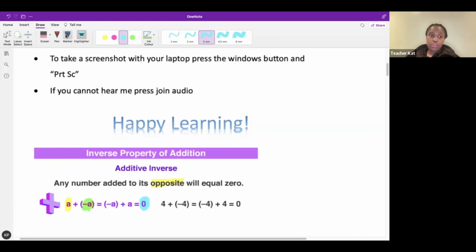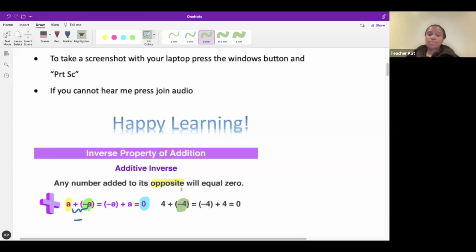Because what happens with this plus minus in the middle here? What does it become? A negative. So it's just going to be a minus a, and they're gone. And then we have an example here, 4 plus a negative 4. These are opposites of one another, which will give you minus 4 plus 4, which is 0.